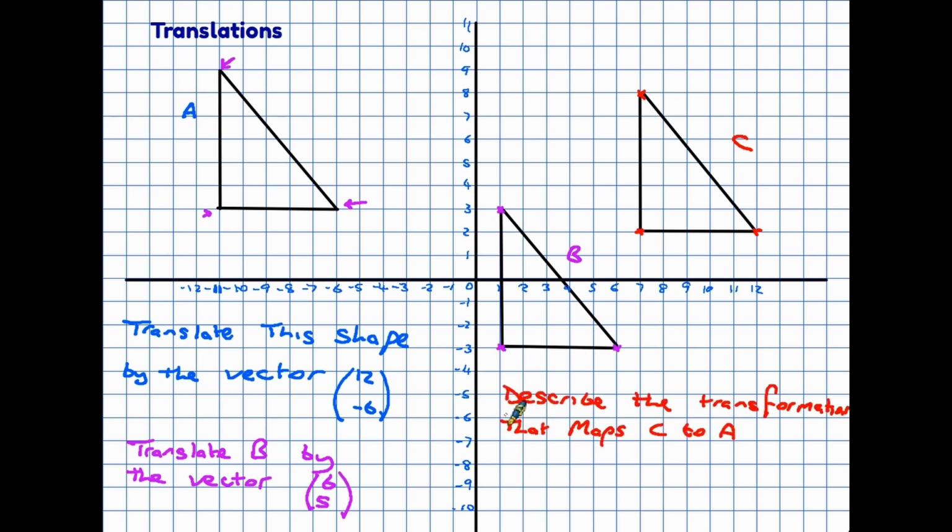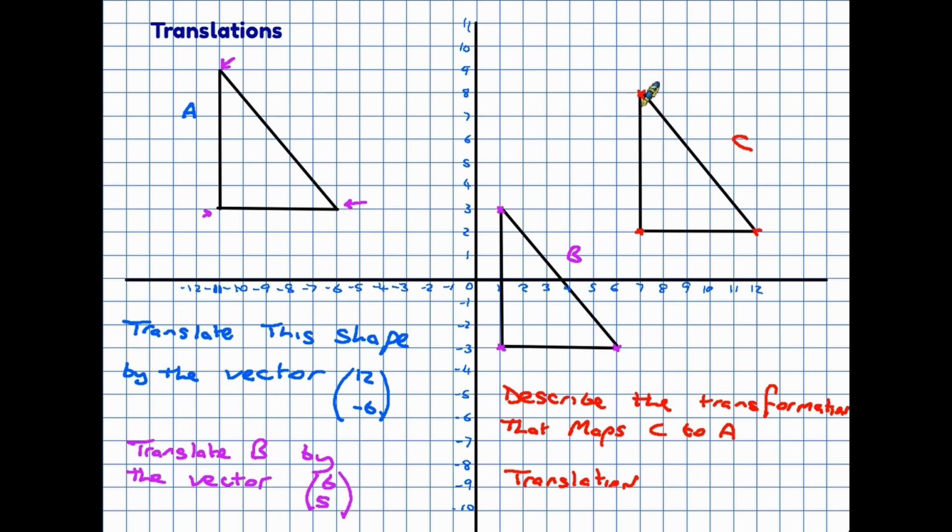So your final question may be, describe the transformation that maps C onto A. Well, the first thing you're going to do is to say this particular transformation is indeed a translation. We are simply moving the triangle. So your answer would be, it is a translation. And then you have to give the vector of the translation. So same story again. We're going to start from the top of C. We're mapping C onto A.